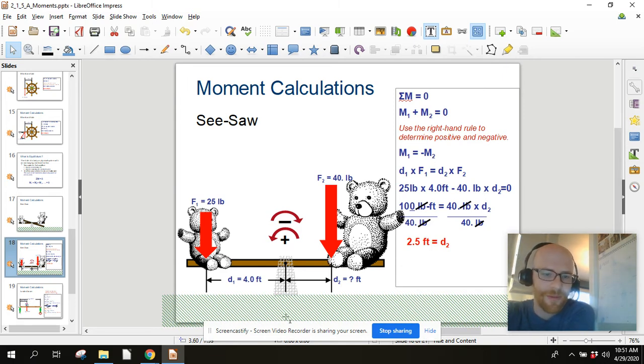So we know that the distance of the smaller bear is 4 feet. Well, what's the distance of the large bear away from the fulcrum, or the turning point? Well, this is algebra, right? We could do 4 times 25, and that's going to equal 100, right? So 100 is equal to 40 times what perpendicular distance? And that ends up being 2.5. So the distance of the, I guess you could say, effort arm, distance 2, is 2.5 feet. That's because it's at equilibrium, and you can say what distance would make this at equilibrium.